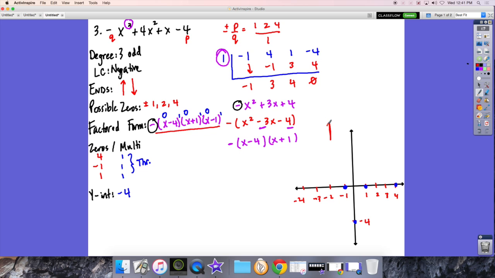Our left arm is up, our right arm is down. So we start, cross, cross, and cross. And there is our graph for number 3. Main thing here on number 3 is that this negative out front has to be factored out.